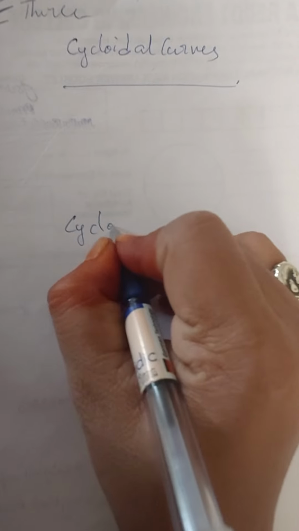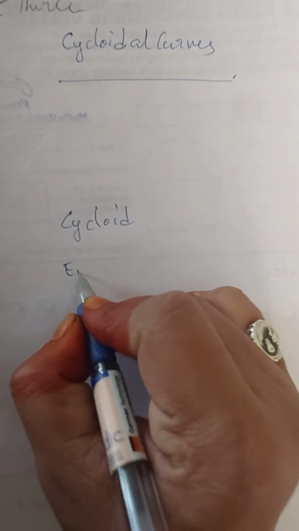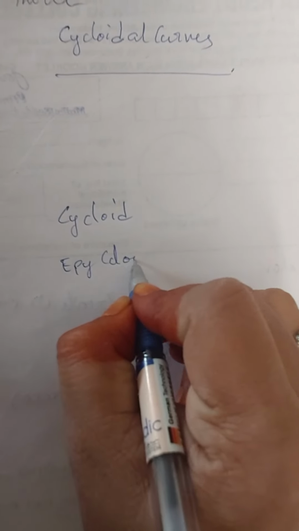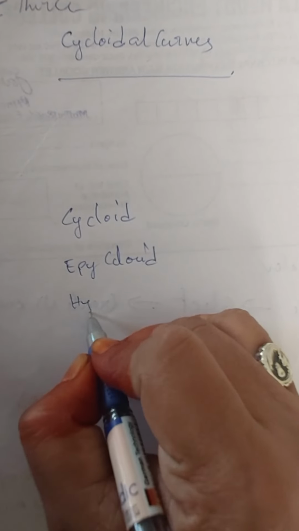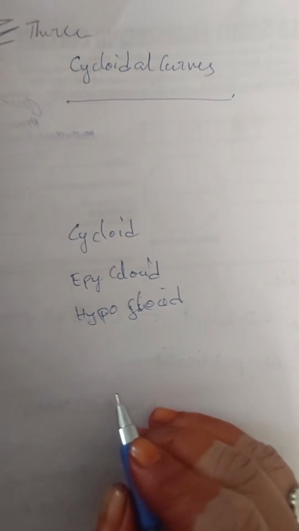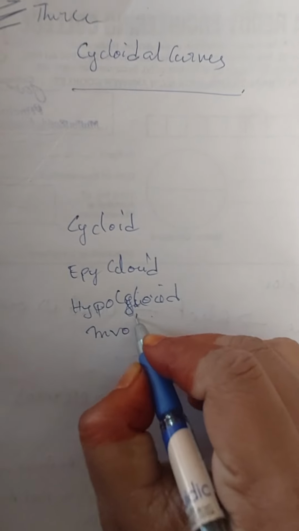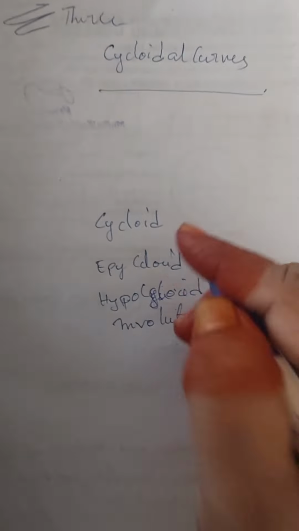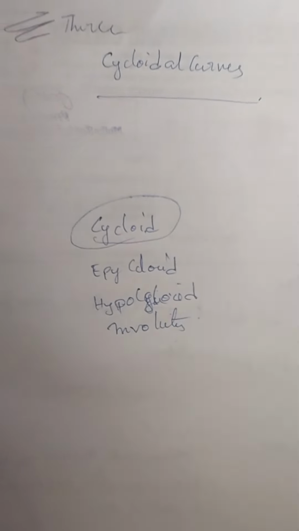Okay. In cycloidal curves, according to our syllabus, we have 4 types: cycloid, epicycloid, hypocycloid, epi and hypocycloid. Okay. And next, involutes for the different planes. So first we go with cycloid.